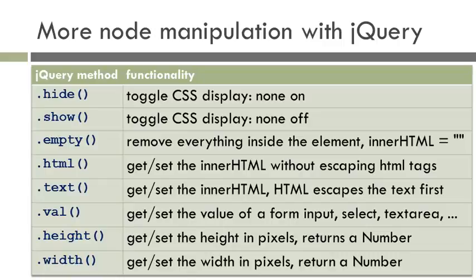The val method gets or sets the value of a form input, select control, text area, or other form controls. The height and width methods get or set the element's dimensions. This returned value is a number, not a string.